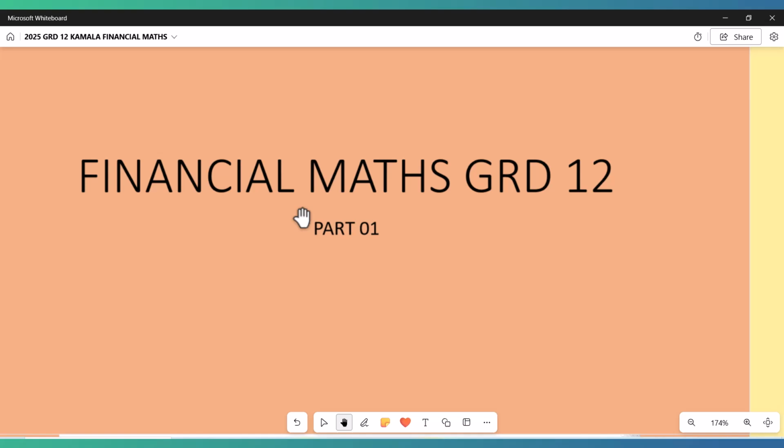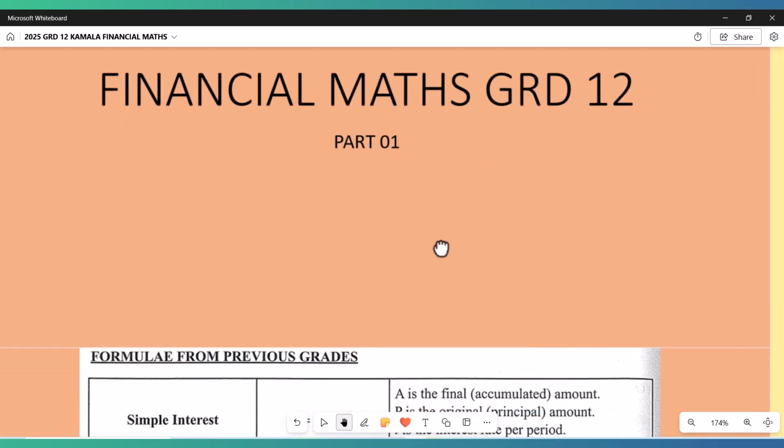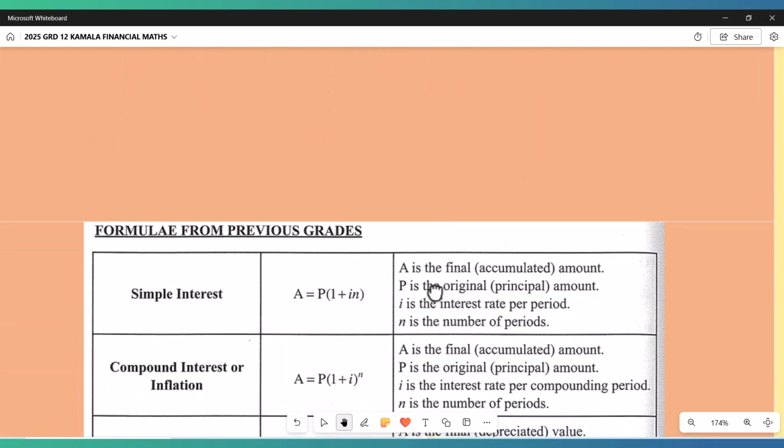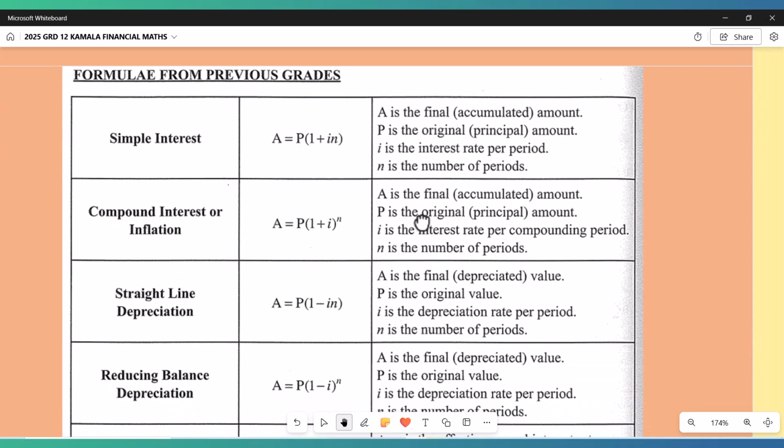Now, this is Financial Mathematics, and this is part one. Now, in financial mathematics, we need to know about the following, from previous grades. Number one is called simple interest.